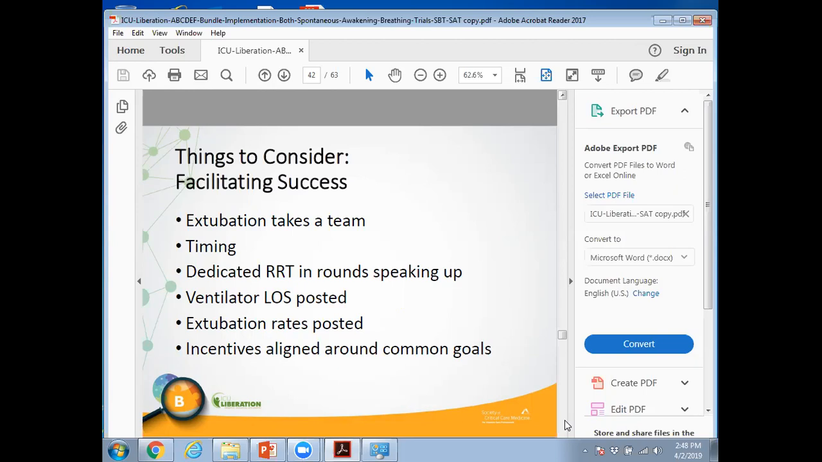This is our goal. Getting patients off the ventilator is a goal. Actually, getting patients out of the ICU is the goal. Getting patients home is the goal, because that's the normal thing.